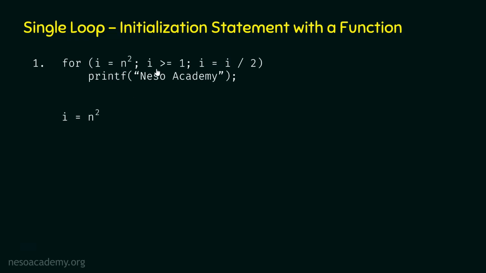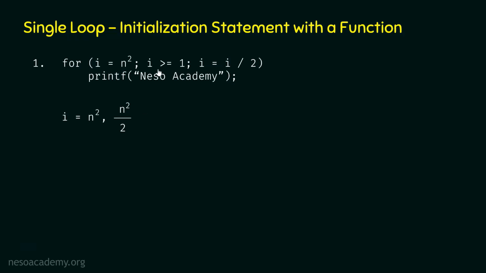After this, the condition is checked. Can we say n square is greater than or equal to 1? Let's say n square is greater than 1. Then the printf function will execute because the condition is satisfied. And after this, the update statement will execute. According to this update statement, we need to divide I by 2. The current value of I is n square, so we need to divide n square by 2. This is the new value of I, n square by 2. So in the second iteration, we got this value of I, that is n square by 2.